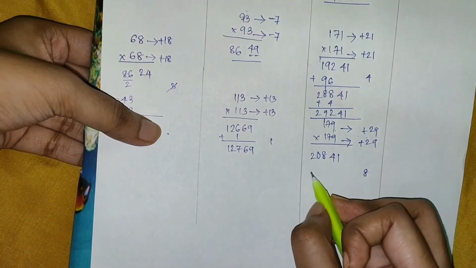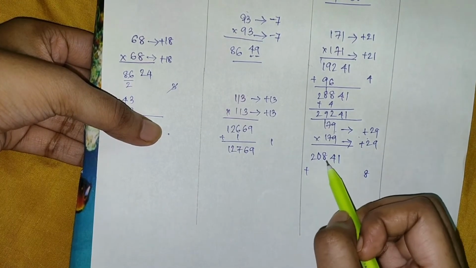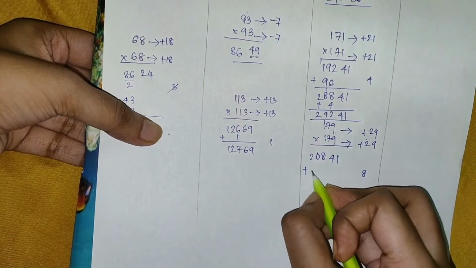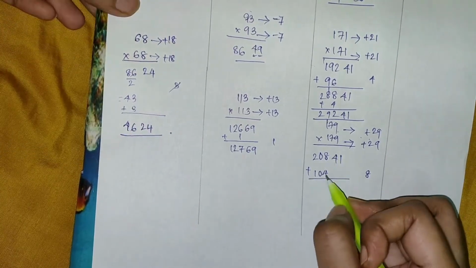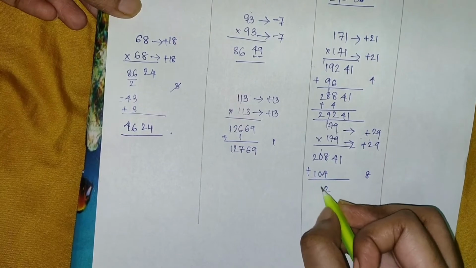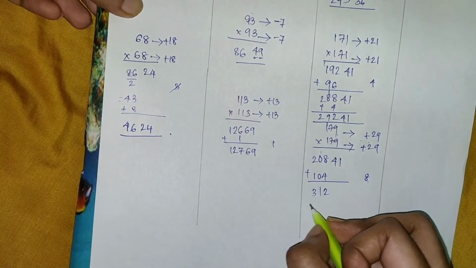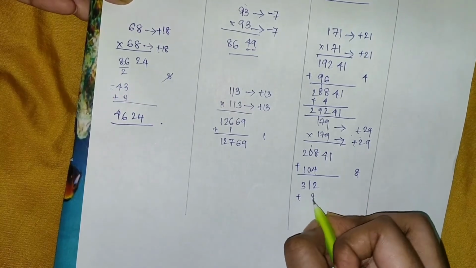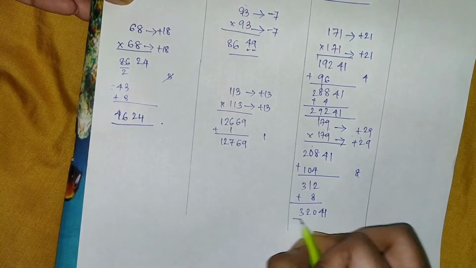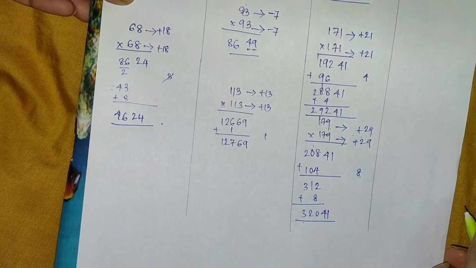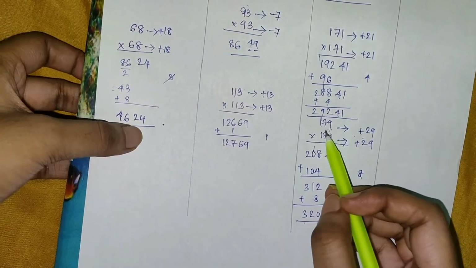And next will be divide by 2. 208 divided by 2. That's 104. Okay. Add them. 1, 3, 3, 1, 2. And next is add the carry at last. This is our final answer, that is 32041 is the square of 179.